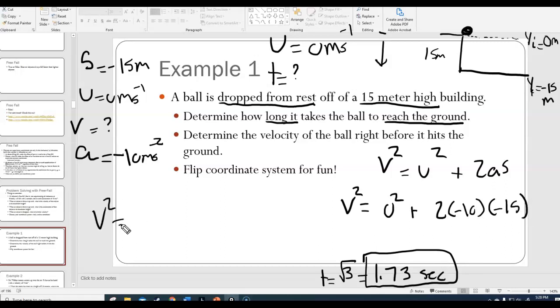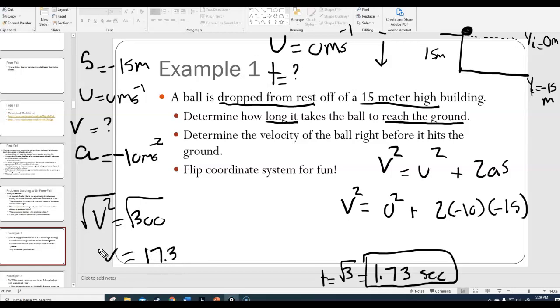I get v squared equals, okay, so that is 150 times 2, that's 300. And then I take the square root of both sides. Now, using this equation, I'm just going to tell you, this doesn't come up too often, but something that you need to know about is when you use this equation, it's kind of stupid.